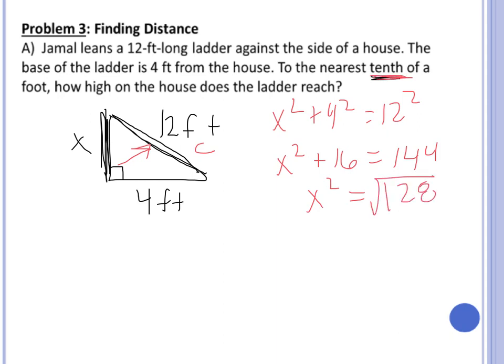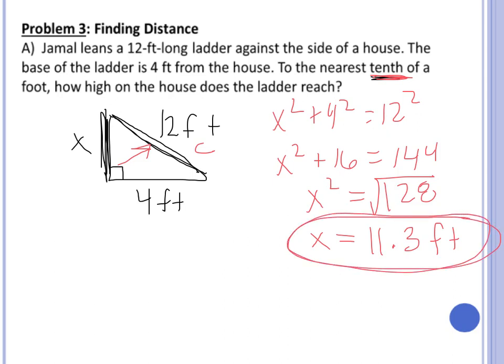Because I'm rounding to the nearest tenth, I would put this directly into my calculator. And to the nearest tenth, that would be 11.3. And my units here would be feet. Whenever you have a word problem, you should always make sure to look at what are my units.